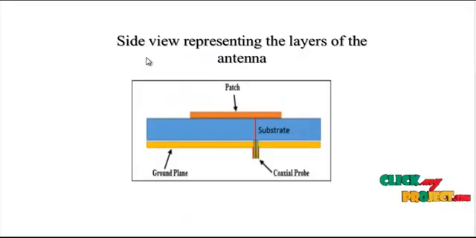This is the side view representing the layers of the antenna. First of all, the substrate, then the ground plane, the coaxial probe and then the patch of the antenna. So this is the patch, substrate, ground plane and coaxial probe. This is the overall side view representation of the layers of the antenna.